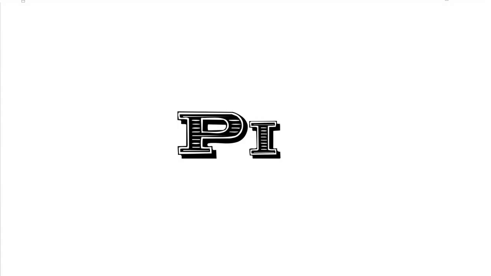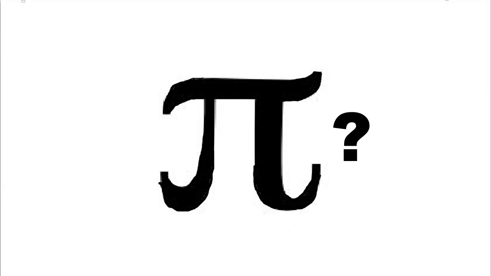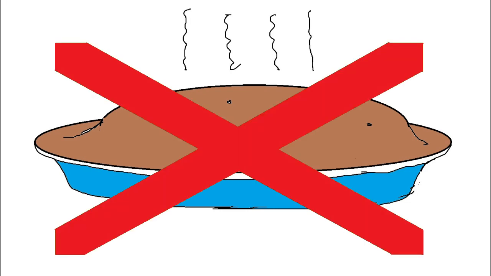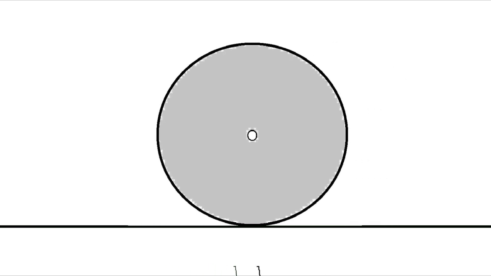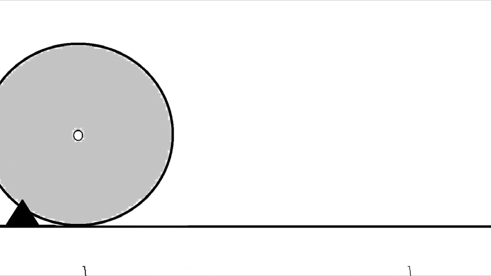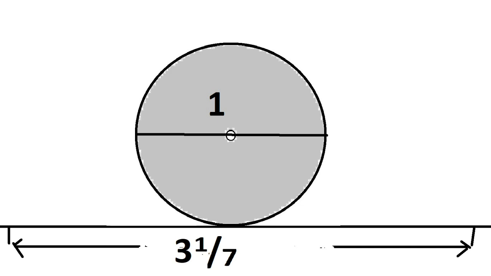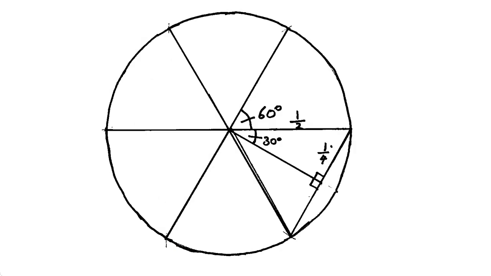What is pi? Well, you roll it along a surface once, and then you compare it with the diameter of 1, and it comes out at 3 1/7, of course, and that's pi.